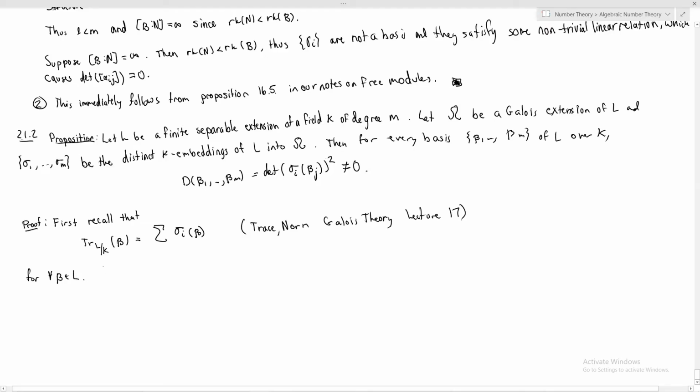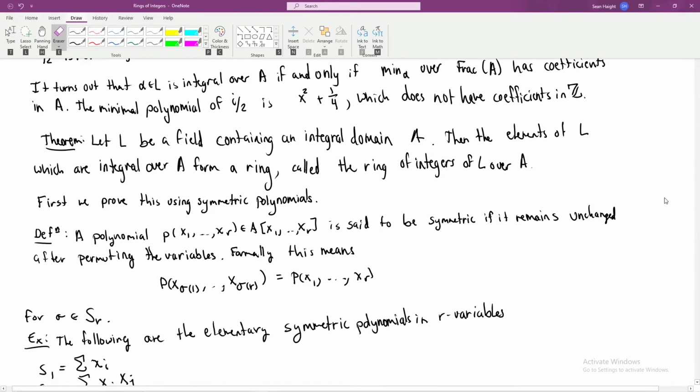Okay. And then we have, basically by definition, the trace. So the ij entry of our matrix. Sorry, what am I saying here? Grab my eraser. So what?